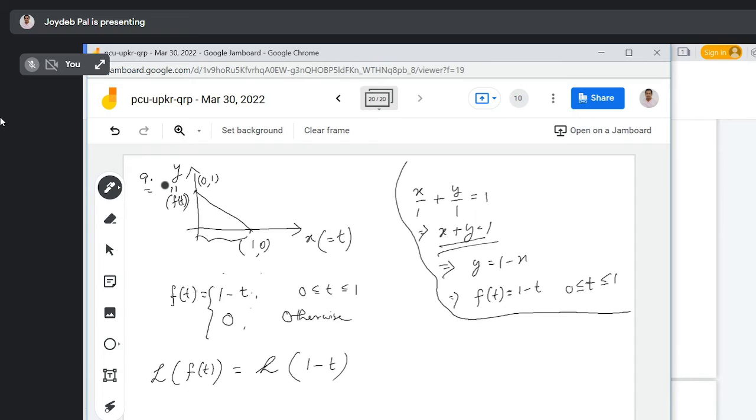What I am saying is, if this straight line lay along the whole positive real axis, then we could apply the Laplace transform of 1 minus t, but it is not lying all over the positive t axis. So for that I have to use the definition. For this type of function, whenever the function is defined in a small interval, we will use the definition. So what is the definition of Laplace transform?